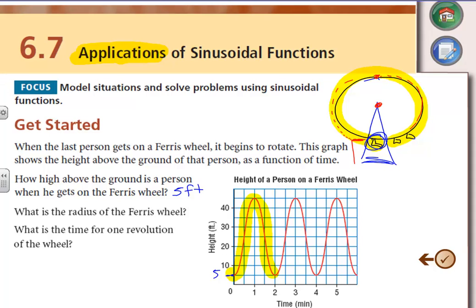What's the radius of the Ferris wheel now? Well, I want to know, how far is that distance? Well, that radius is half of the diameter. And if we look at it, the diameter is going to be the distance from the maximum to the minimum. Maximum to the minimum diameter. Halfway in between is our radius. So let's find that radius value, which is at 45. So we know that that whole diameter there is 40. So then the radius is half of that, 20 feet.